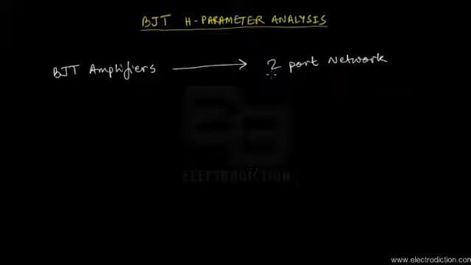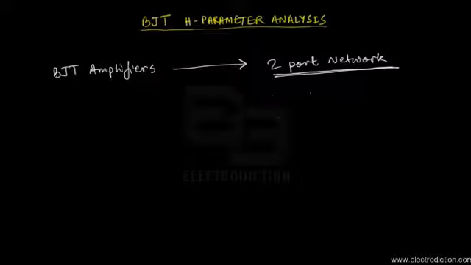as a two-port network. Whenever you perform the analysis of a BJT amplifier circuit using two-port networks, you're going to find, or rather the engineers previously found, that the h-parameter model was the best in analyzing BJT amplifiers as a two-port network.